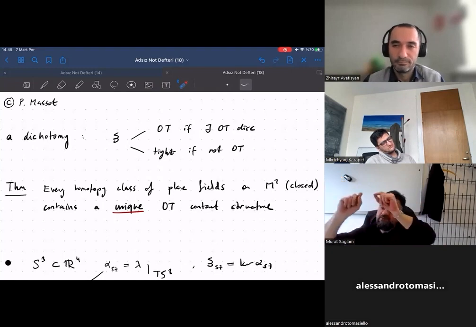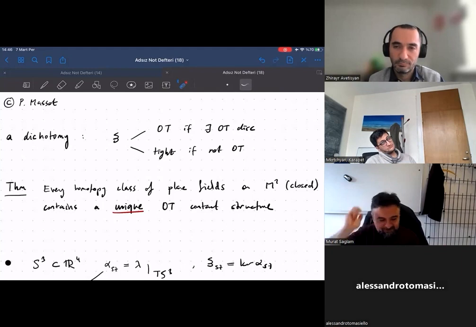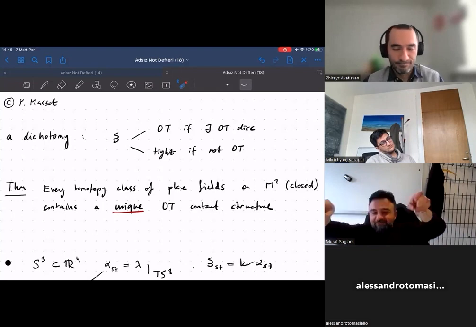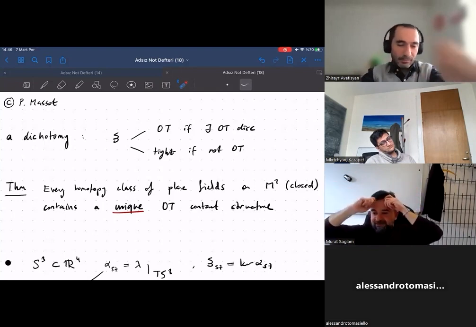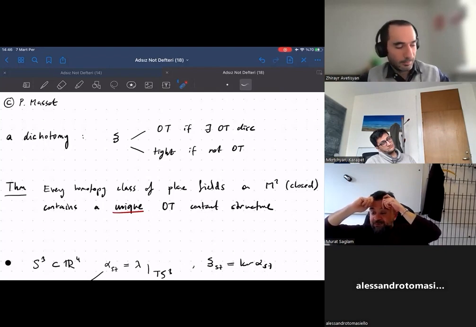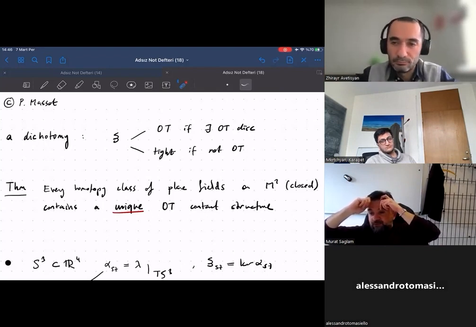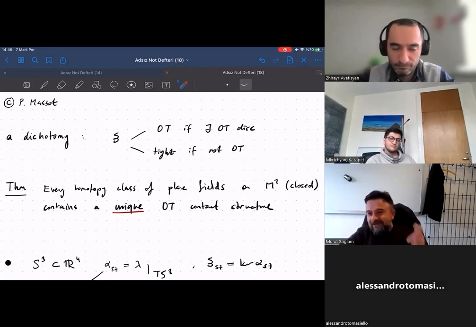This function will give you at every point a normal vector to the plane. Well, then two plane fields will be homotopic if and only if these functions are homotopic. So the homotopy classes of plane fields are parameterized precisely by the homotopy classes of maps from S3 to S2, which is precisely pi3 of S2, the homotopy group, which is isomorphic to Z.